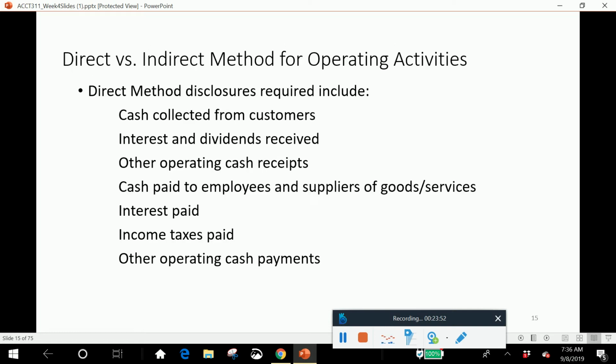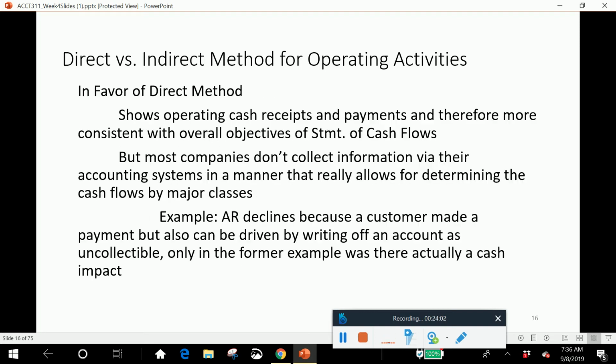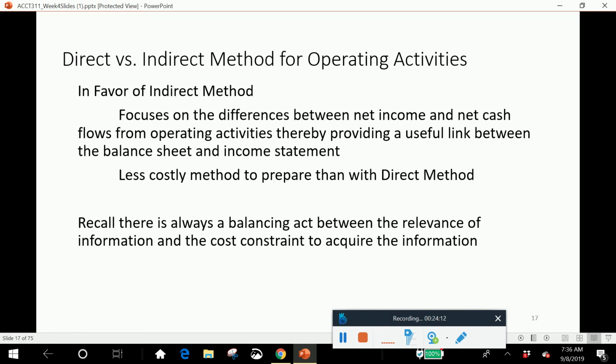Okay, so I already kind of went through this. You saw this example with CVS. But the direct method requires you to show, at a minimum, these following categories. I've kind of already talked about why some people favor the direct method, so I'm going to skip this slide.